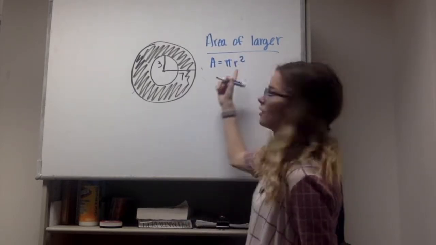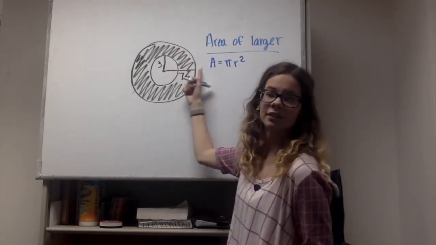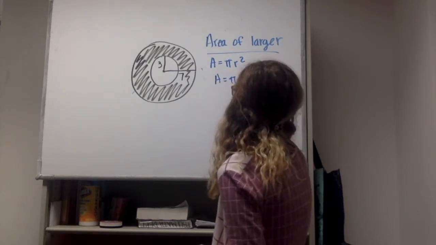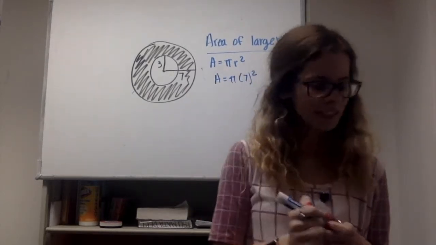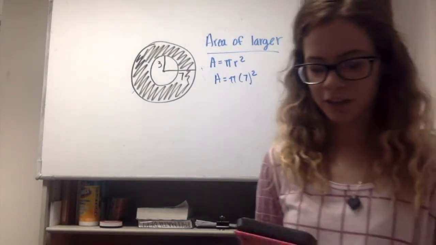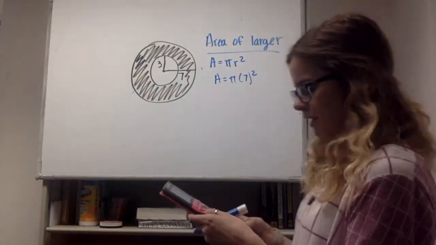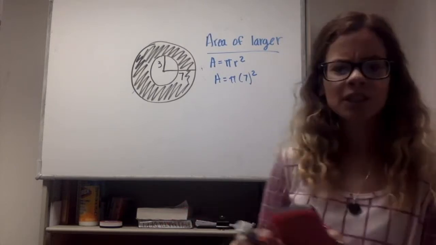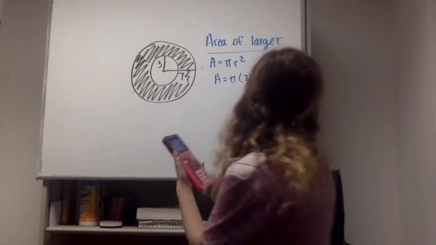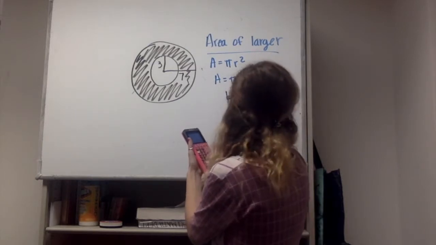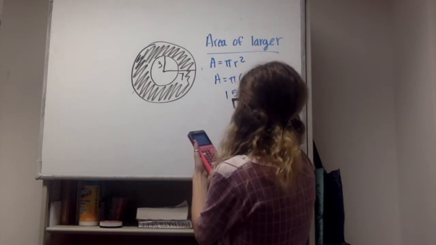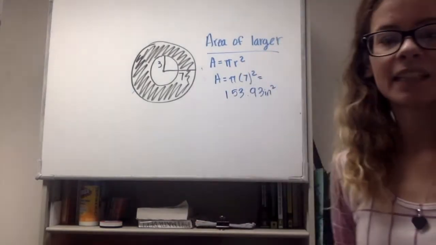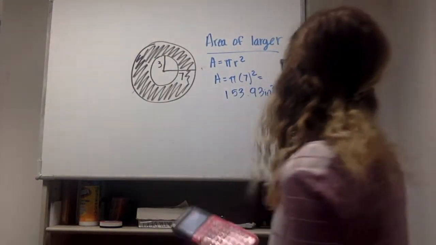And we know our radius of our larger circle is 7. And so we have area equals pi times 7 squared. And then we can go from there and put it into our calculator. So we have pi times 7 squared. And I'm just going to go ahead and round to 2 decimal places. So this gives us 153.93 inches squared. And then we have to find the area of the smaller circle.